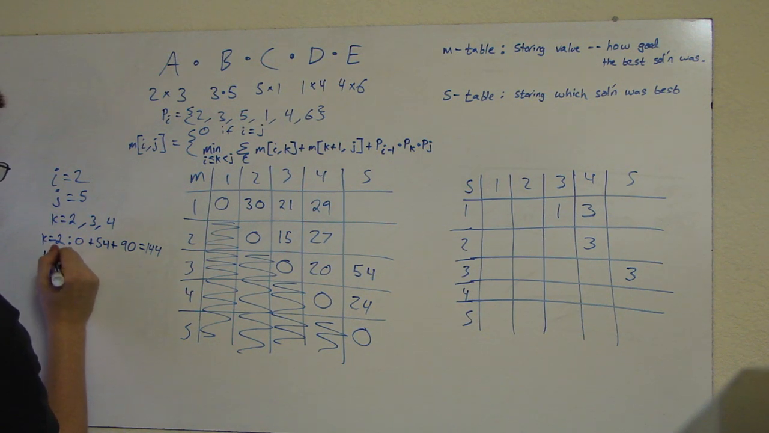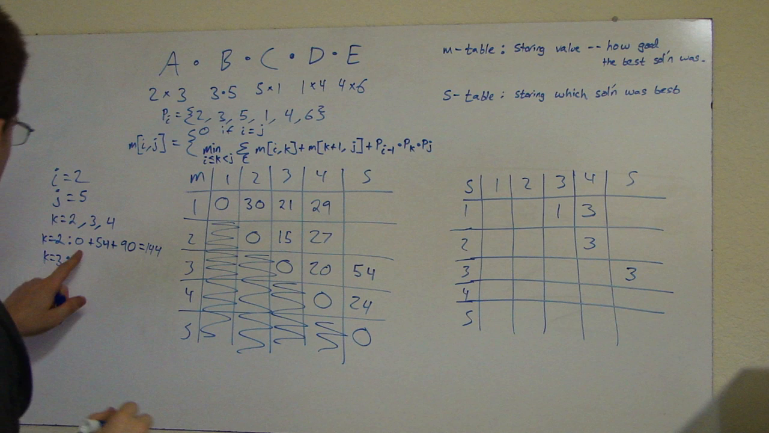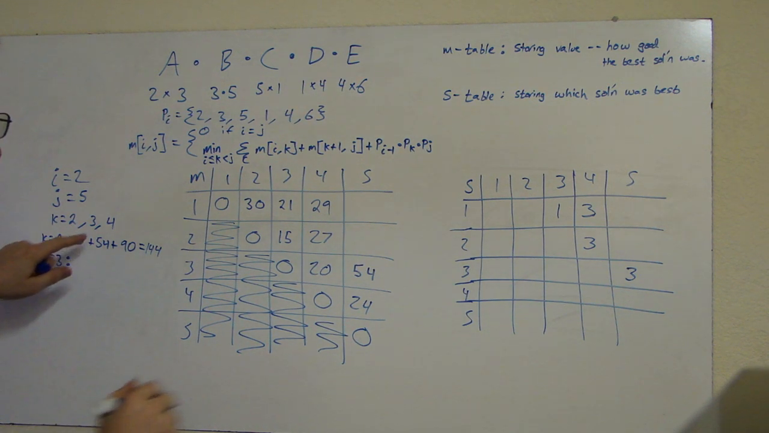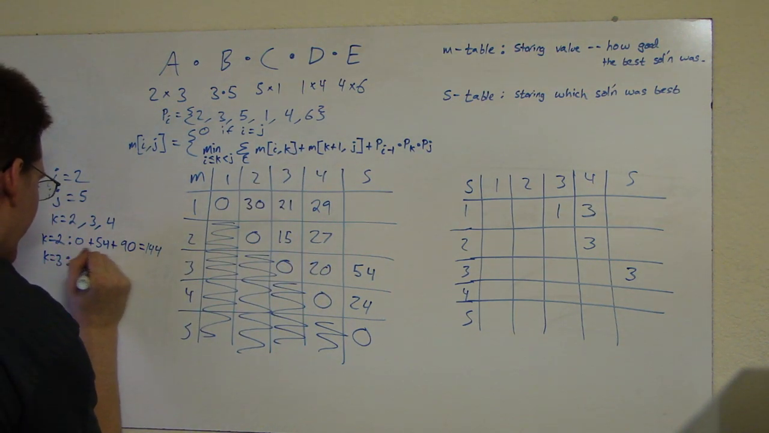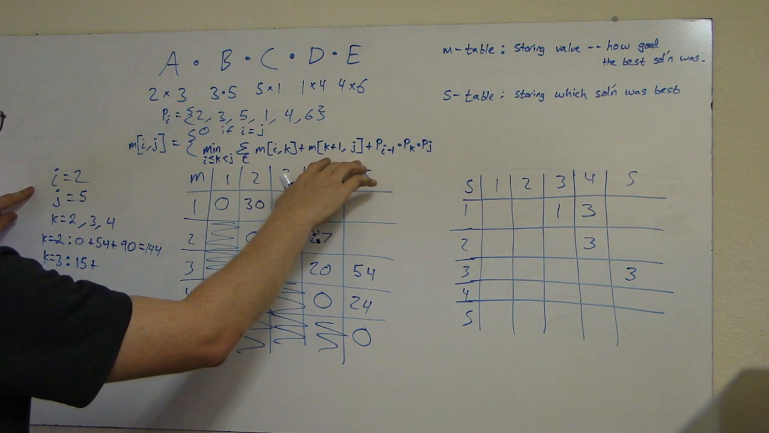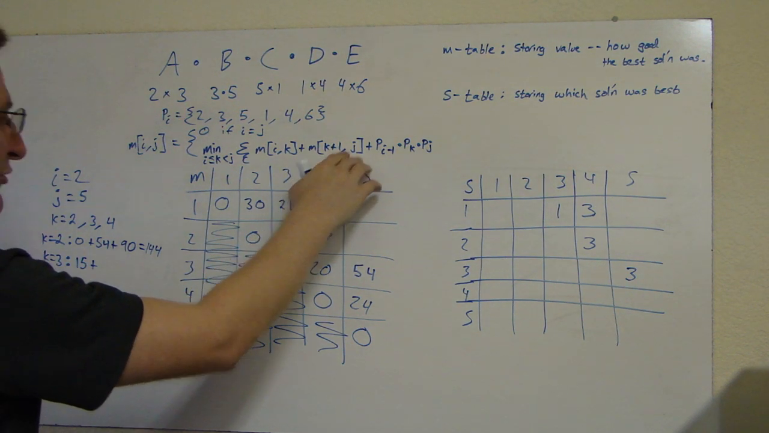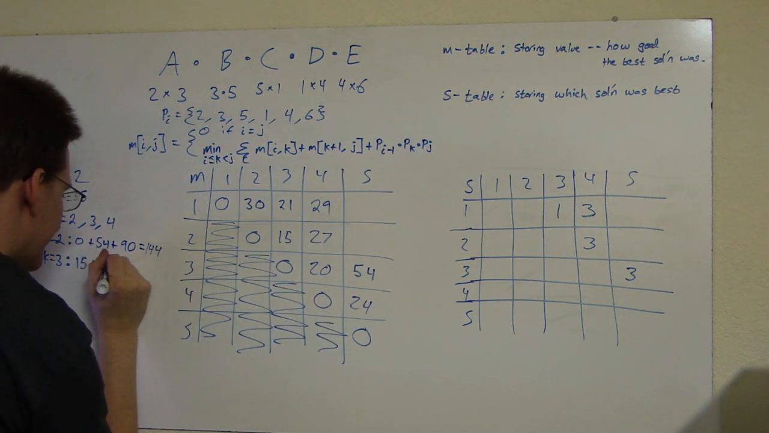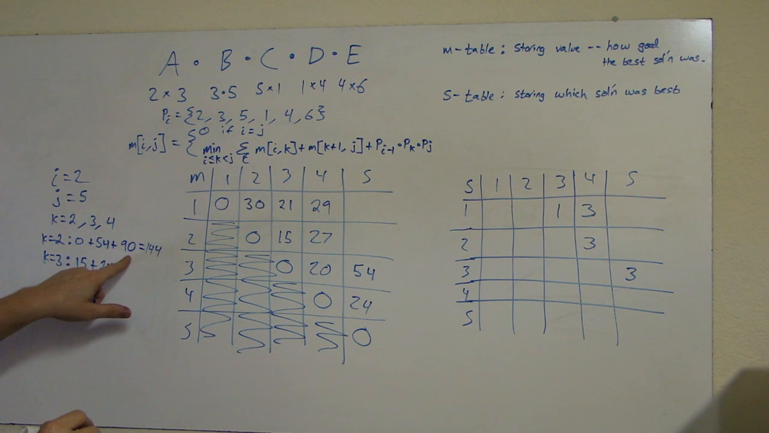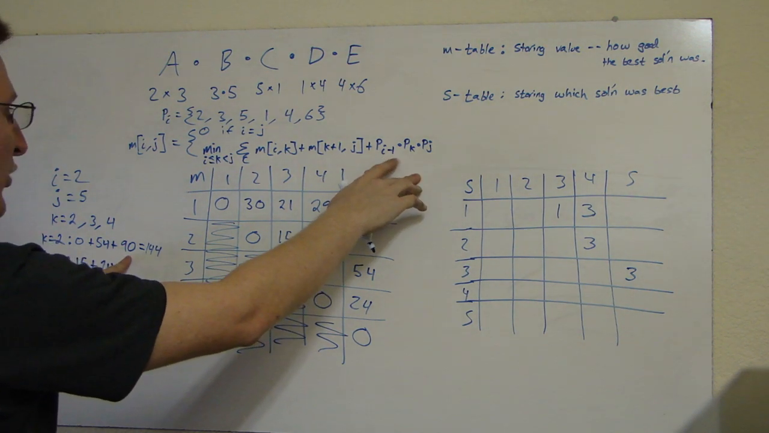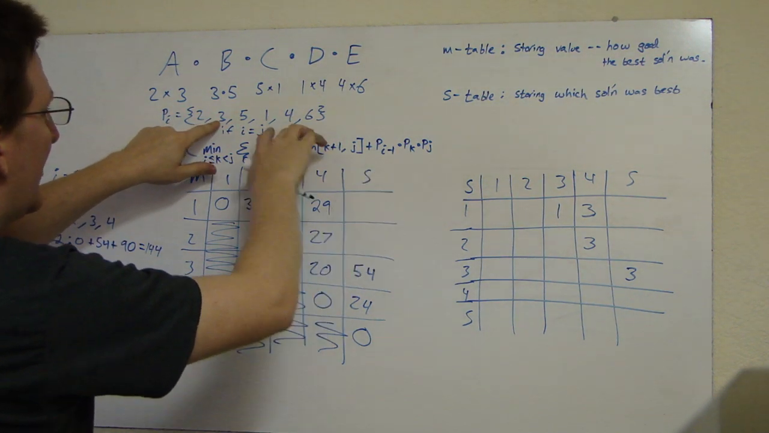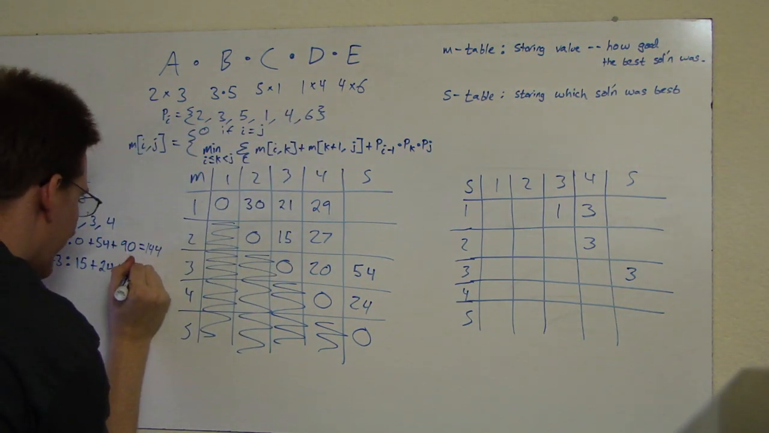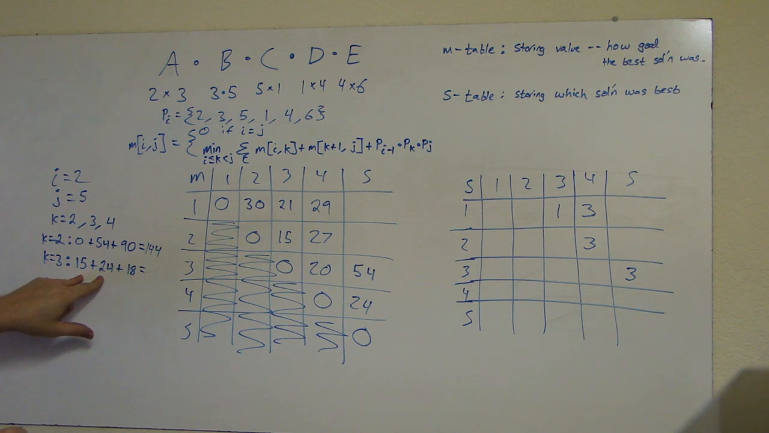If K equals 3, then we have M of 2, 3, which is 15. M of 4, 5, which is 24. And then we have P1 times P3 times P5. Is 3 times 1 times 6, which is 18. So 15 plus 24 is 39, plus 18 is 57.